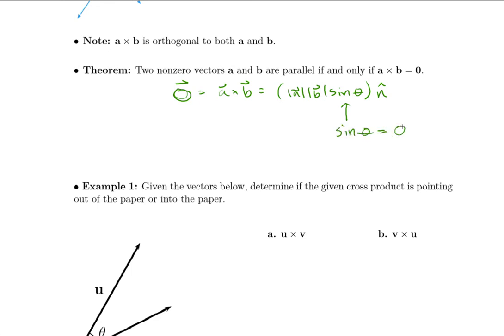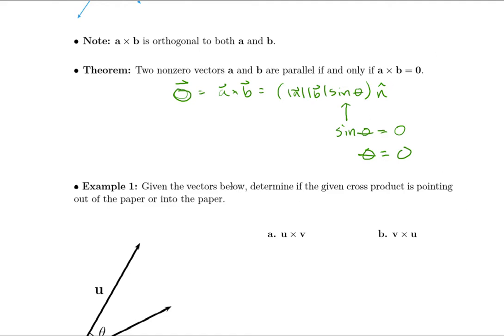And let's think about, when does the sine of theta equal zero? Well, theta equals zero, meaning there is no angle between the vectors, or theta could be 180, if the vectors are pointing in opposite directions. But either way, that gives you zero for the cross product.